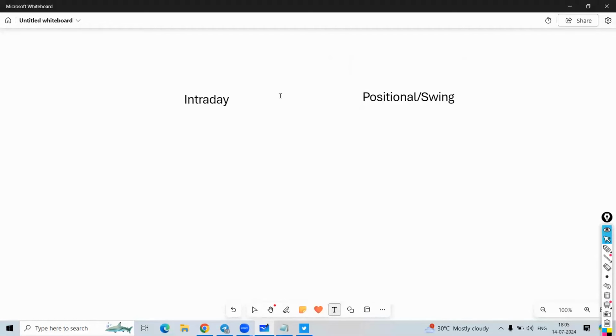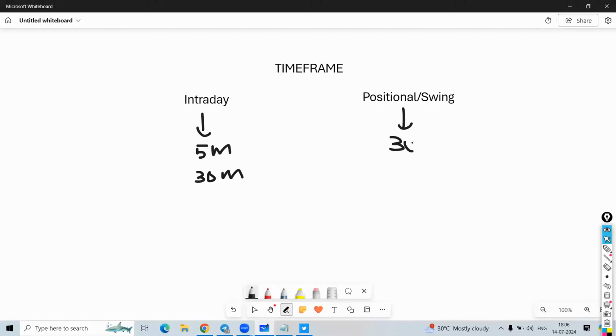Okay. So here first the goal is how, when, and where is clear. Now comes the importance of the time frame. Which time frame needs to be given more priority? For me, for intraday, the time frames I prefer are 5 and 30 minutes. Intraday trading for me, 5 and 30 minutes. Positional and swing, 30 minutes and daily. Okay. These are the common time frames which I prefer to use.